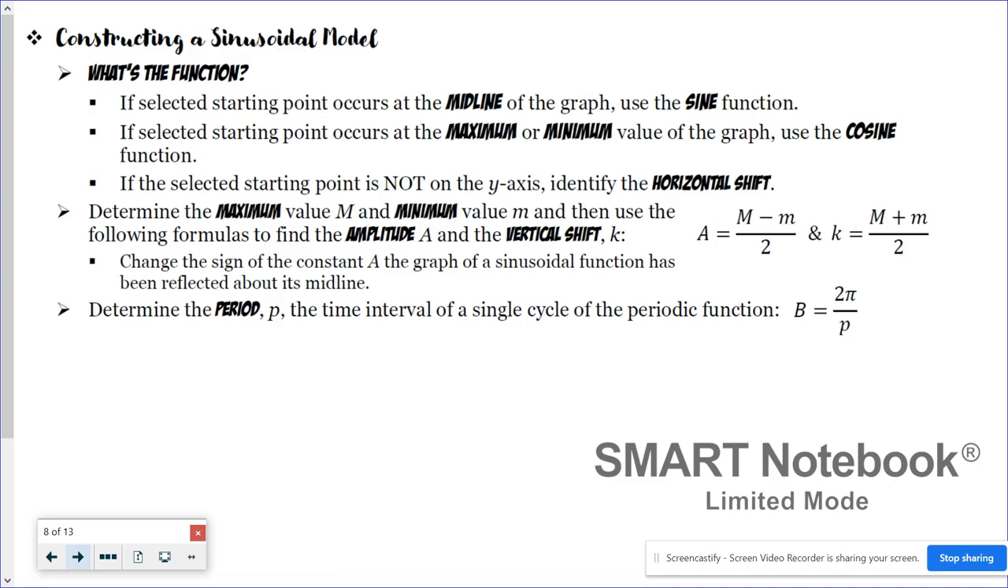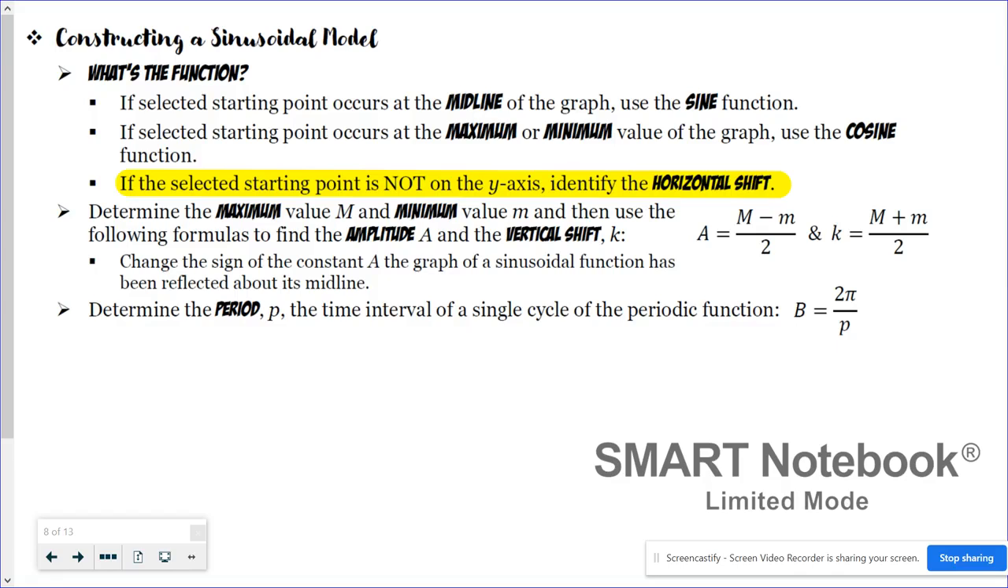All right, so we're going to construct a sinusoidal model. First figure out what's the function. It says if the selected starting point, so you get to choose your starting point. Now my advice is first look at the y-intercept. Because if the y-intercept is at the midline, the maximum, or the minimum, I would use that as my starting point. And if your starting point is not on the y-axis, then there's going to be a horizontal shift, and you're going to want to think about what that is.